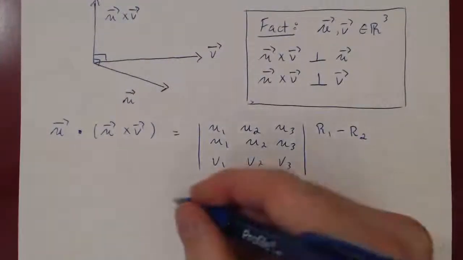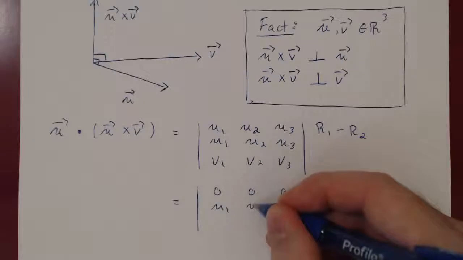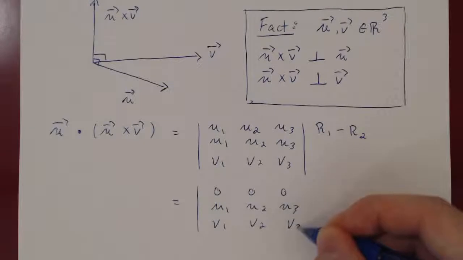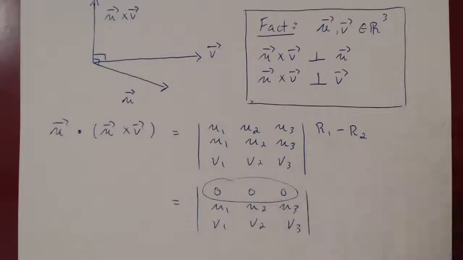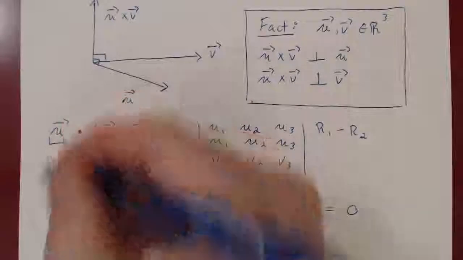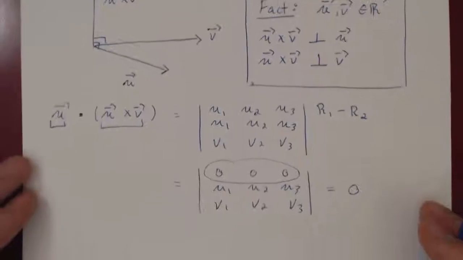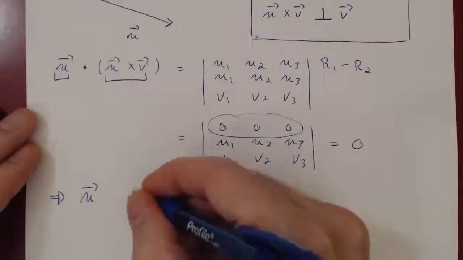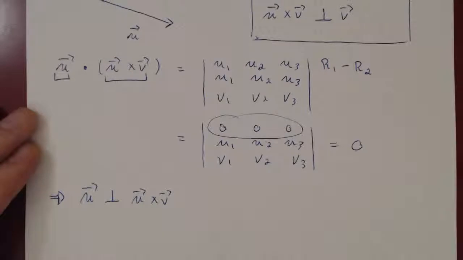And so what are we left with? Well, the first row becomes a row of 0, and we're left with the second and third row as they are. But of course, now if you find this determinant, you use cofactor expansion along the first row, and you get 0 plus 0 plus 0, and so the result is equal to 0. And because the dot product between u and vector u cross v is equal to 0, automatically the conclusion is that the two vectors, u and u cross v, must be perpendicular to each other.